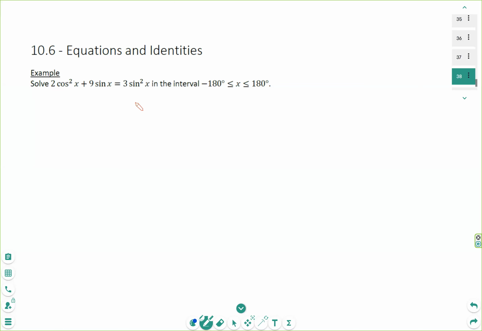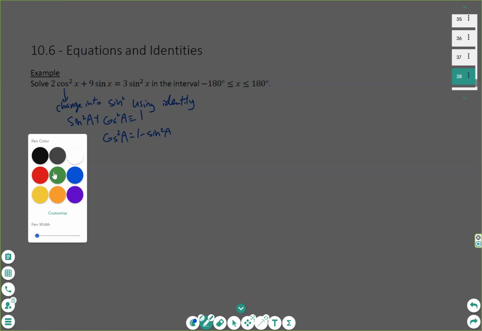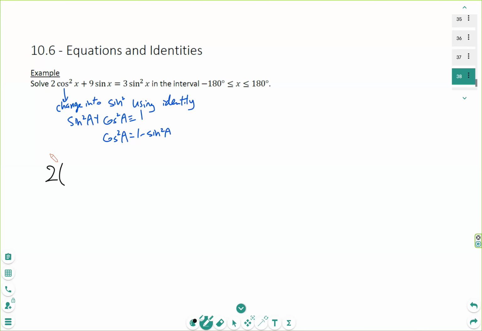So I want to make this into sine. So change this into sine squared, using an identity. Okay, so 2 cos squared. Remember, sine squared A plus cos squared A equals 1. So cos squared A equals 1 minus sine squared A. So we can replace the 2 cos squared x with 2 times 1 minus sine squared x. Oh, no, it's not A because we say x in here.